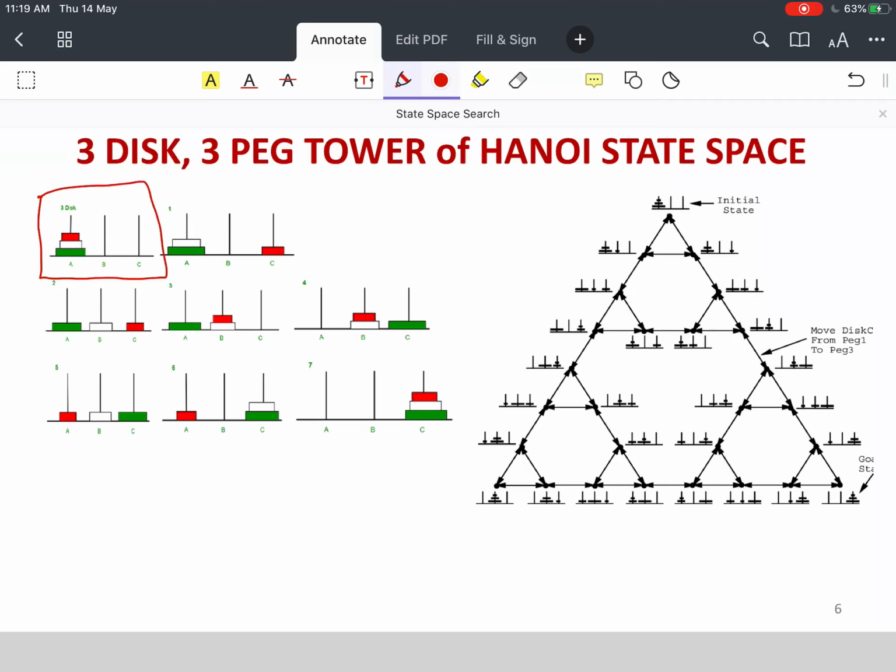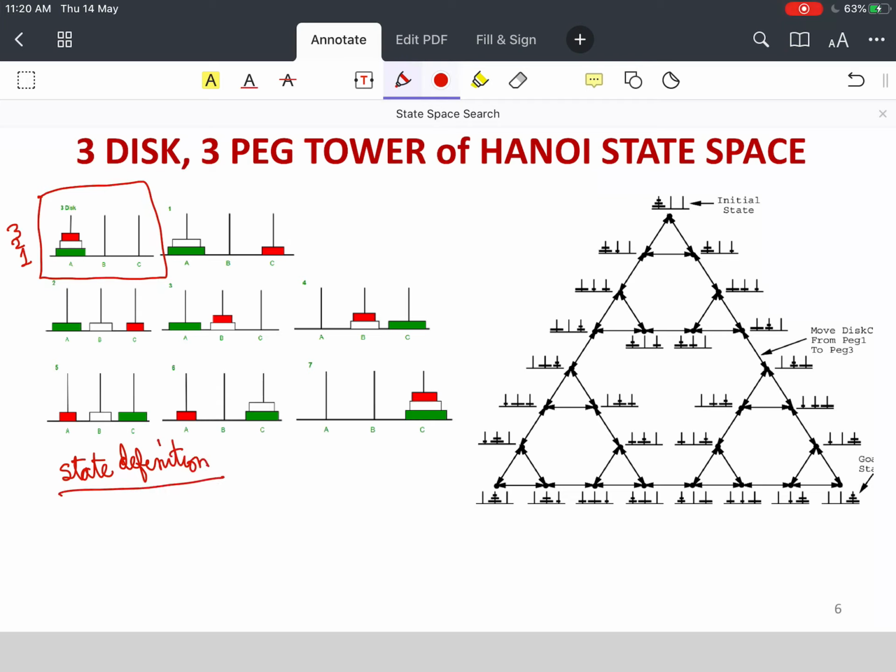There are 3 pegs A, B and C and 3 discs. Let us number these discs 1, 2 and 3. That means 1 is the largest, 2 is the second and 3 is the smallest. A state definition of this can easily be made in many ways.